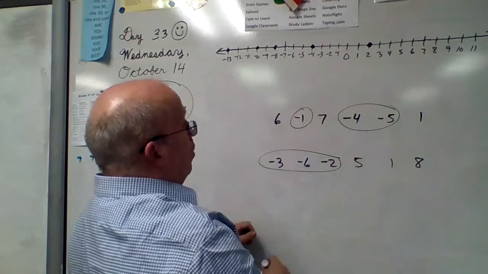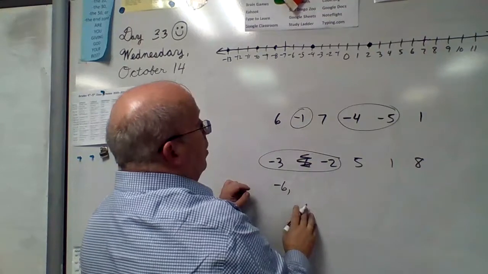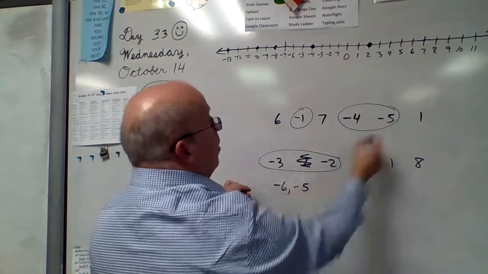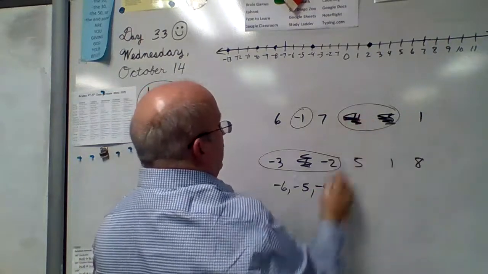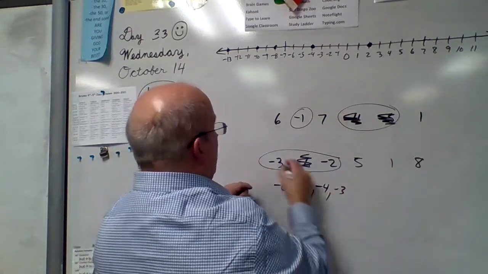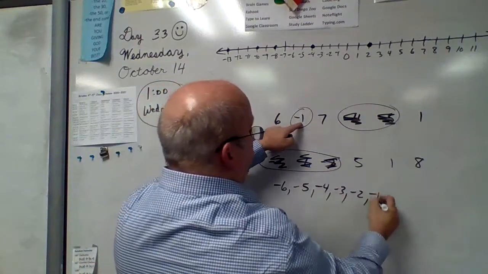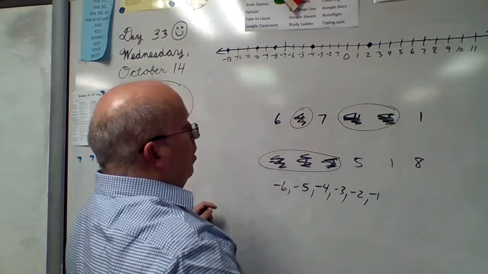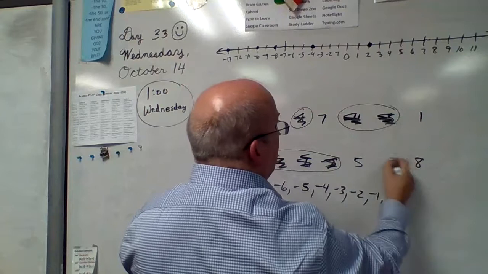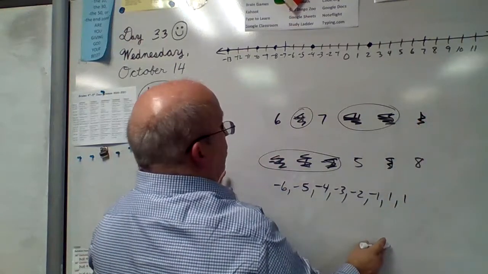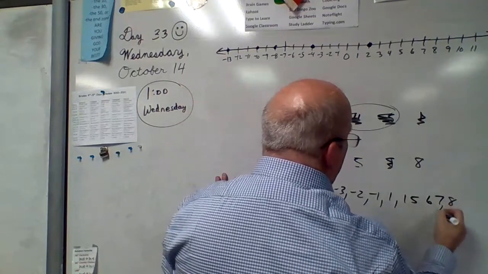Of those circled ones, which one's the smallest one? Negative 6 is, right? So we got that one. Then I'm going to go with negative 5. Then negative 4. Then negative 3, negative 2, negative 1. Now, what's the smallest of the remaining numbers? We've got 1, 1. Then we've got 5, 6, 7, 8.